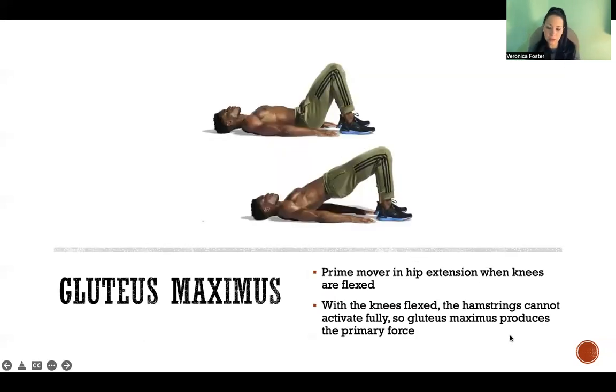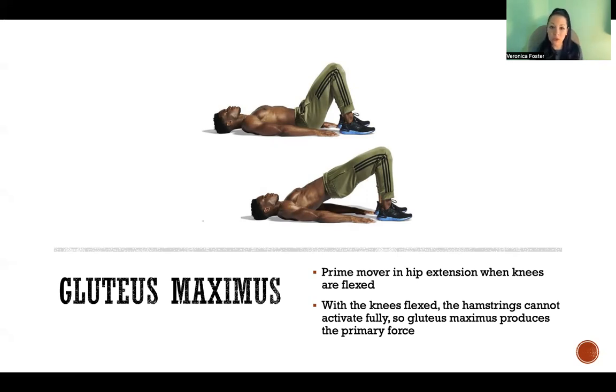So gluteus maximus is the prime mover in hip extension when the knees are flexed. Okay, if the knees are extended, then gluteus maximus and the hamstrings work together in hip extension. And we could debate which one between the two would be the prime mover. It's debatable and probably depends on the activity.